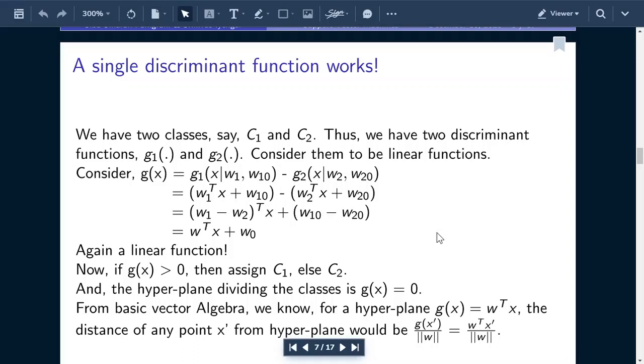So what we are getting? We are getting a new linear function g of x, a single linear function g of x, which is able to discriminate class 1 and class 2. You give an input x, I will evaluate g of x. If it is greater than 0, then I will assign c1, else I will assign c2. So we saw that a single discriminant function is doing the entire job. We don't require G1 and G2. Cool enough?